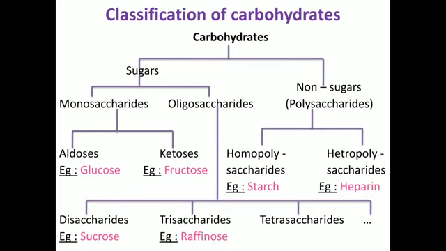Similarly, trisaccharides on hydrolysis give three monosaccharides. An example of a trisaccharide is raffinose. Raffinose on hydrolysis gives three monosaccharides, namely glucose, fructose, and galactose. These three sugars are monosaccharides. Then polysaccharides are further classified into two types: one is homo and the other is hetero. Starch and cellulose are examples of homopolysaccharides, and heparin is an example of heteropolysaccharides.